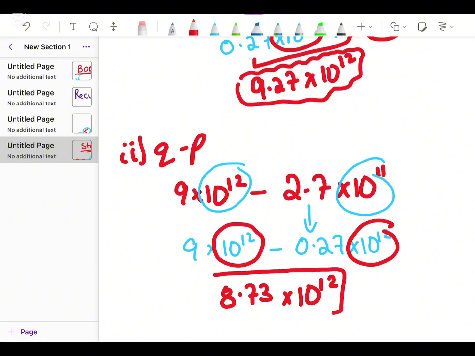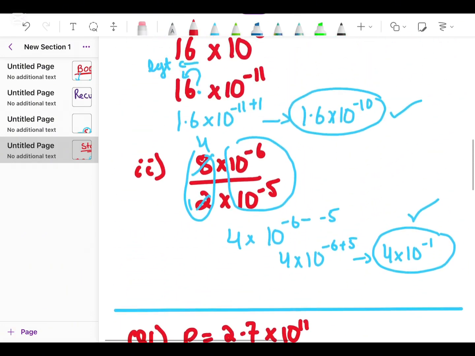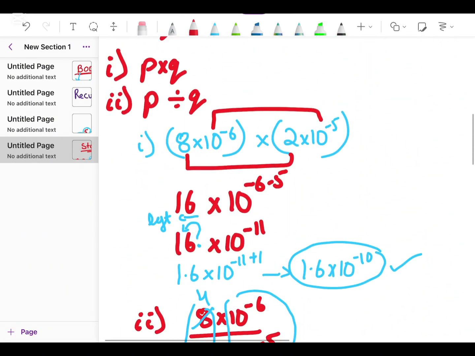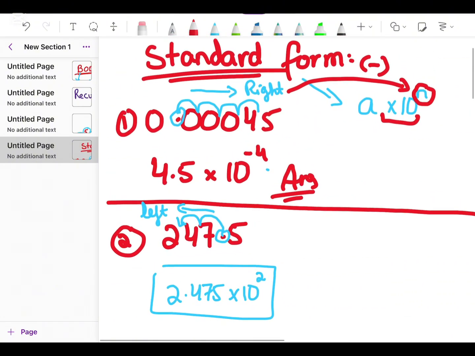So this will be your final answer, because rule number 1 is satisfied: after one digit we have a decimal point. So 8.73 multiplied by 10 raised to the power 12 will be our final answer. So I hope everything is clear. These questions are just basic questions to understand what standard form is, how to convert any number to standard form, and how to add, multiply, divide and subtract standard form numbers. So I hope everything is clear. Now we will start the past paper questions related to standard form numbers.